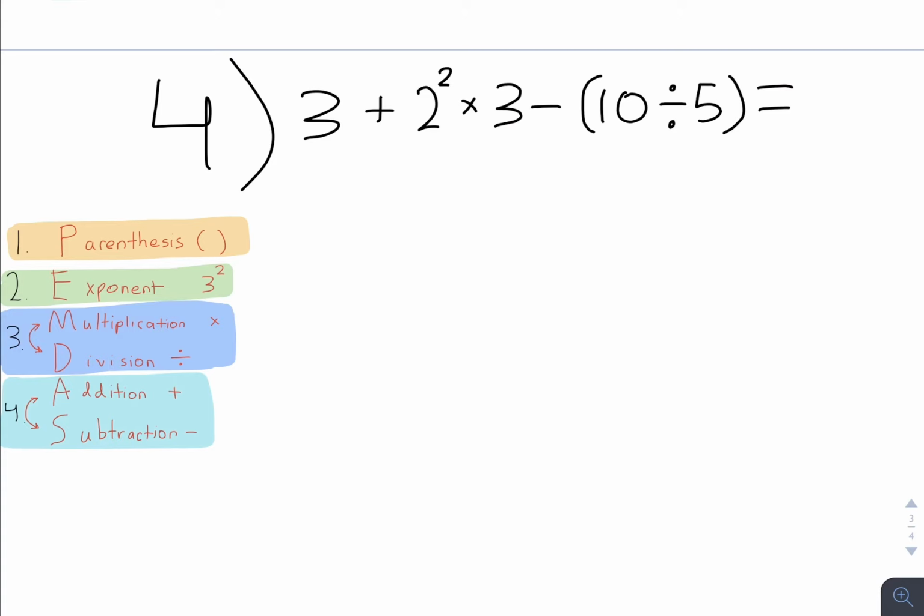The first thing in order of operations is parentheses. As you can see above, we do have an expression in parentheses, 10 divided by 5. This means that we have to do that first, no matter what. So let's solve that. 10 divided by 5 is 2. And since there are no more parentheses in it, we can just keep the rest of the expression as is for now.